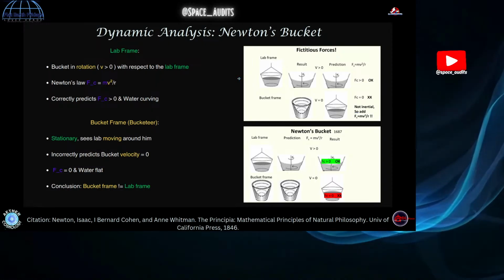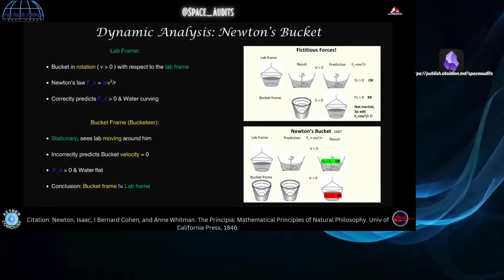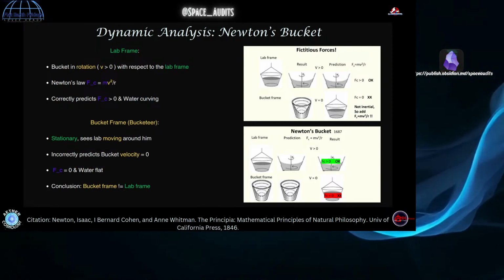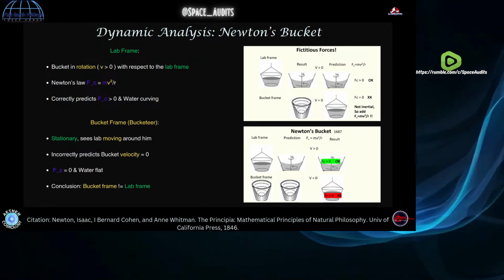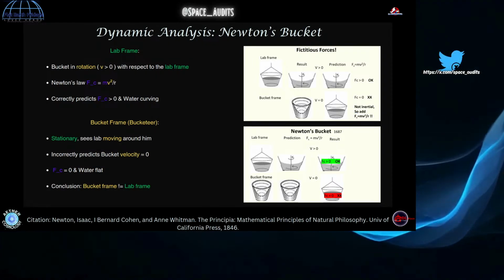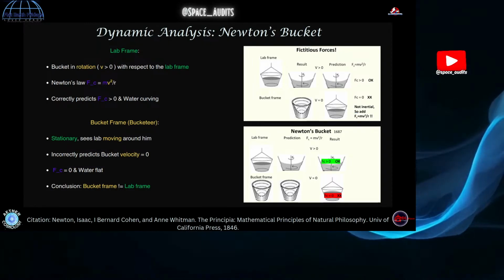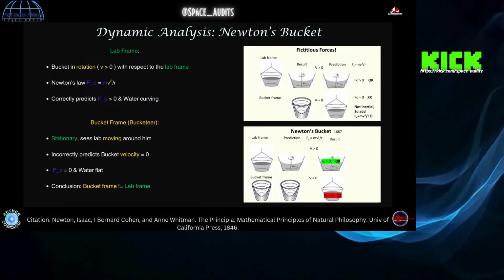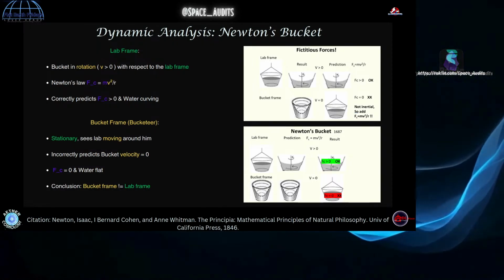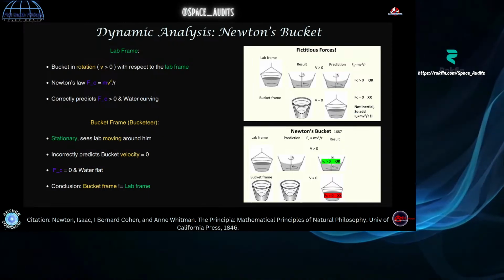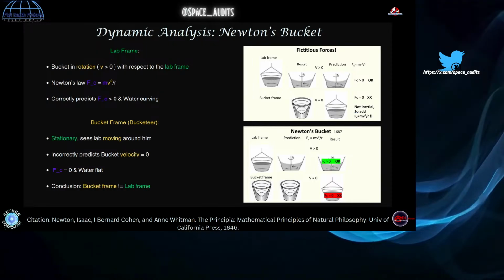So to start us off with the philosophical implication here from Newton's bucket, we have Newton rotating a bucket with respect to the lab frame. He applies his equations for centripetal force for the bucket, and he determines that the water in the bucket is going to deform, it's going to curve based on the velocity of the bucket. So when you go over the equation, Fc equals mv squared over r, m would be the mass of the bucket, v would be the velocity component.